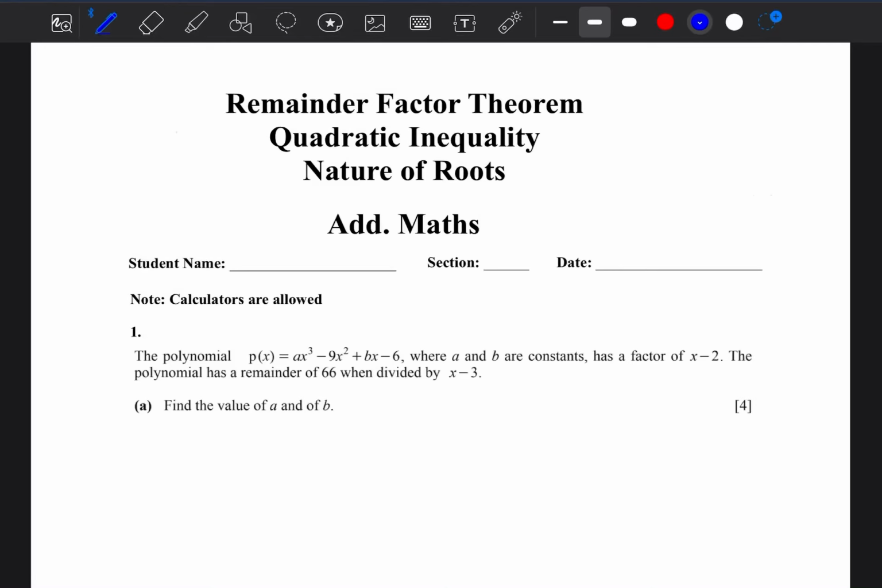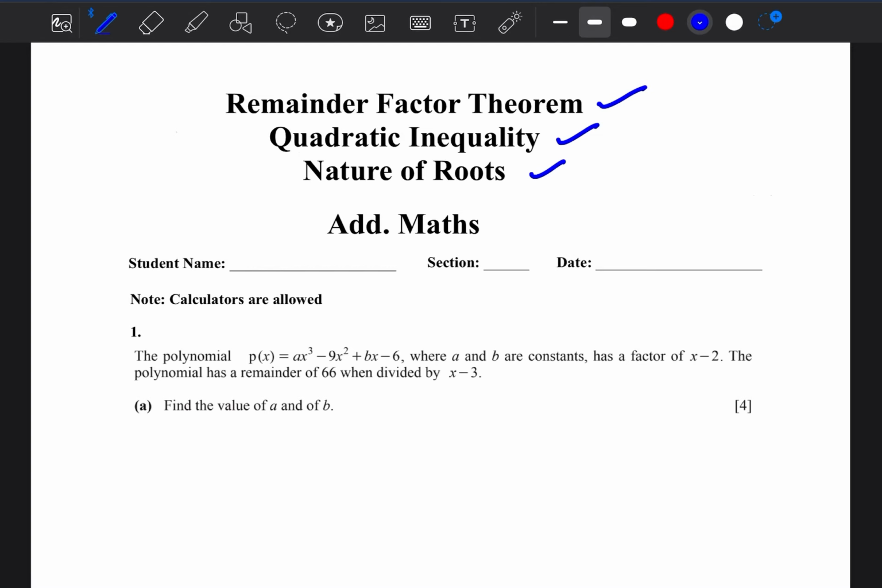In this video, I'm going to solve a few questions related to the topic remainder factor theorem, quadratic inequality, and nature of the roots. So this is kind of a worksheet that you can solve by yourself as well. You can just stop the video and solve these questions by yourself and then see the answers and solutions.